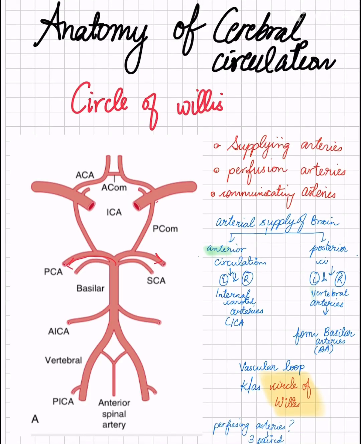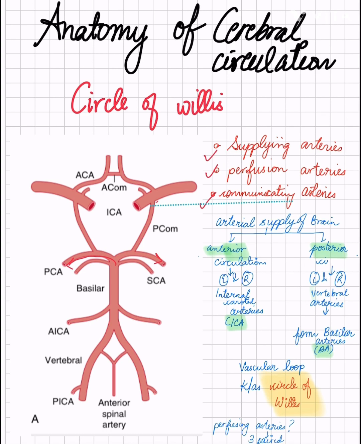Hi guys, today we will be talking about Circle of Willis. To remember Circle of Willis, you just have to remember three types of arteries. That is supplying arteries, perfusion arteries, and communicating arteries. Supplying arteries, as the name suggests, will be the main supply for Circle of Willis. That is, for anterior circulation, we will have internal carotid artery, and for posterior circulation, we will have basilar arteries.